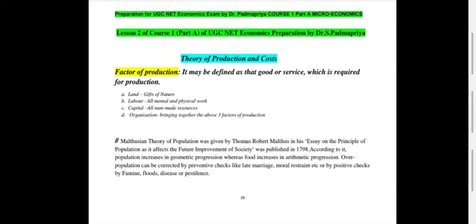Now, under labor, we need to understand a concept known as the Malthusian theory of population, which is given by Thomas Robert Malthus in his essay on the principle of population, published in 1798. According to Malthusian theory, population increases in geometric progression, whereas food increases in arithmetic progression. Overpopulation can be corrected by preventive measures like late marriage and by positive checks like famines, floods, disease or pestilence.